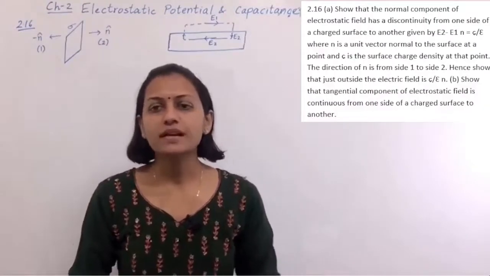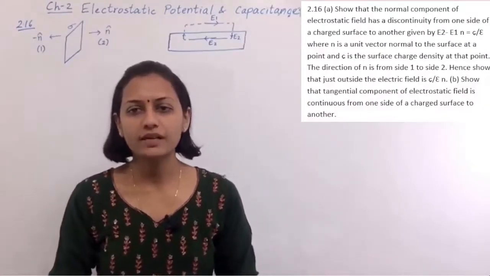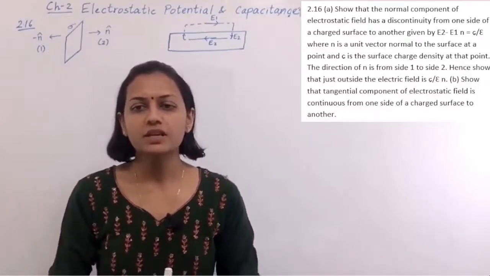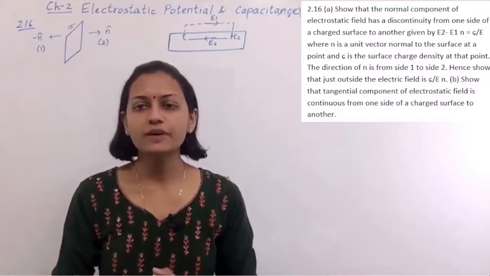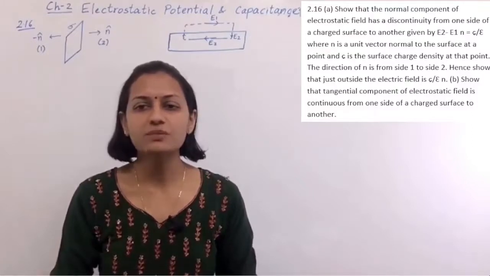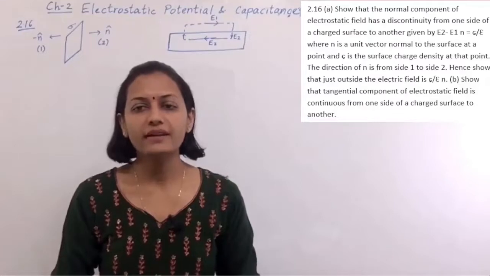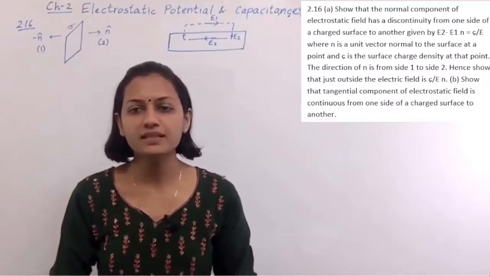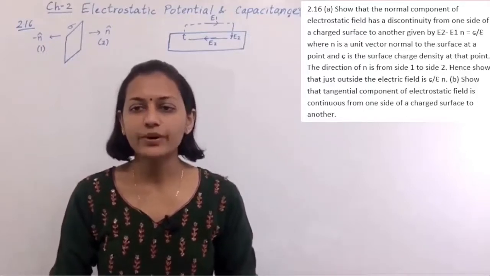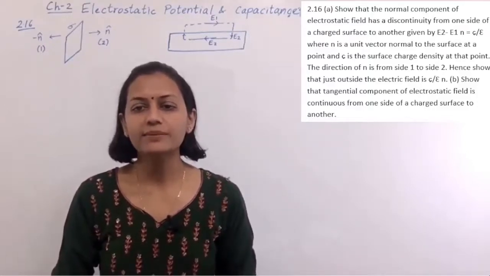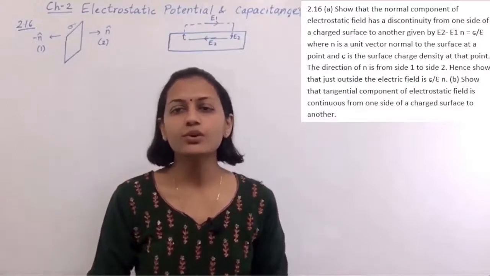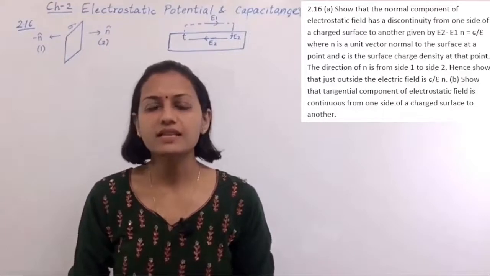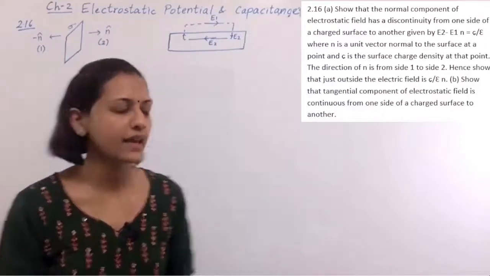2.16. Show that the normal component of electrostatic field has a discontinuity from one side of a charged surface to another, given by (E2 minus E1) dot n cap equals sigma by epsilon 0, where n is a unit vector normal to the surface at the point and sigma is the surface charge density at the point. The direction of n cap is from side 1 to side 2, and hence show that just outside, the electric field is sigma by epsilon 0 n cap.